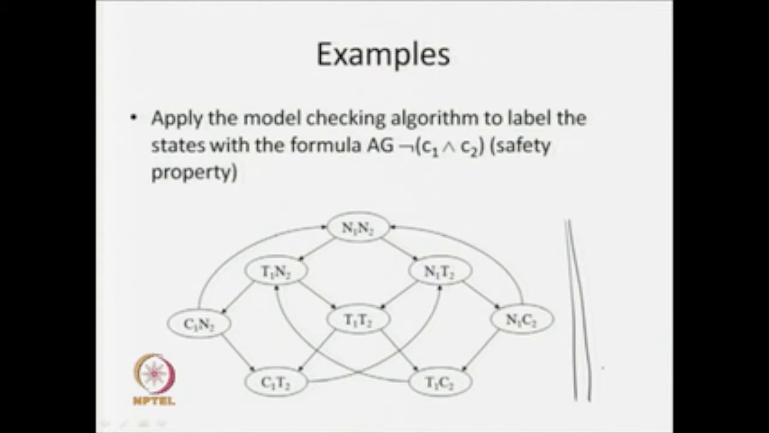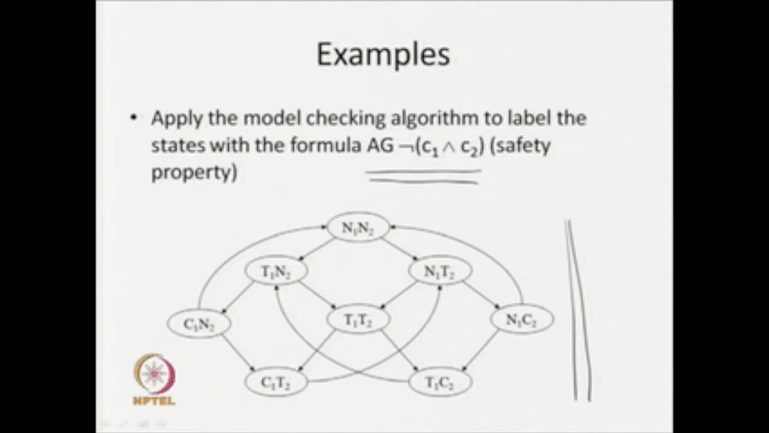Now, we are going to check whether the safety property is satisfied or not in this model. So, what is the safety property? We say that in all paths globally, not of C1 and C2. That means, at any point of time both processes should not enter the critical section.